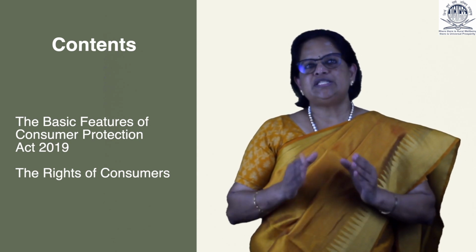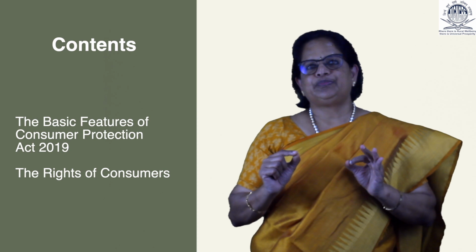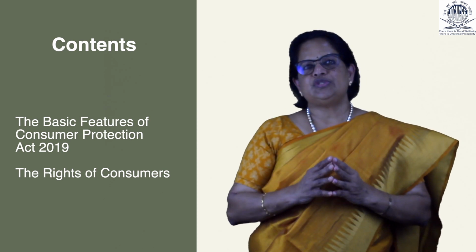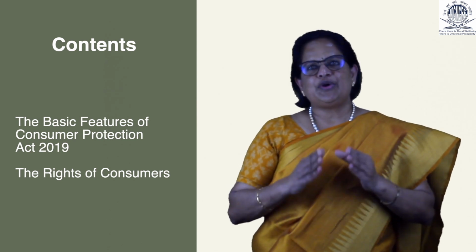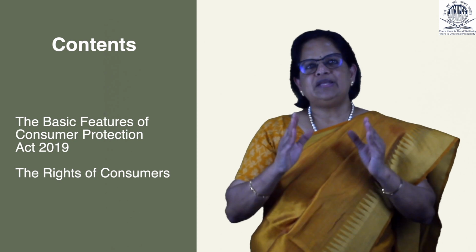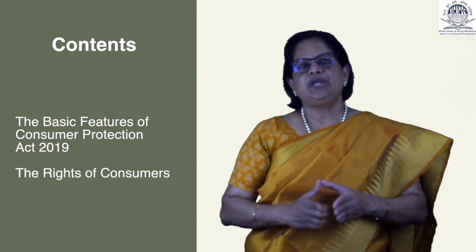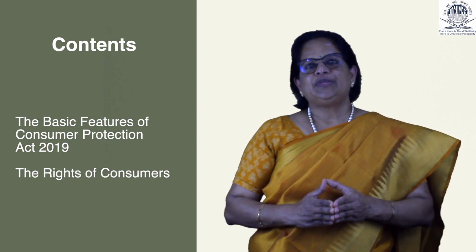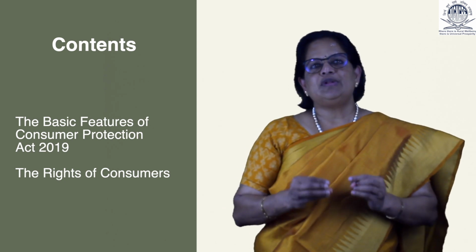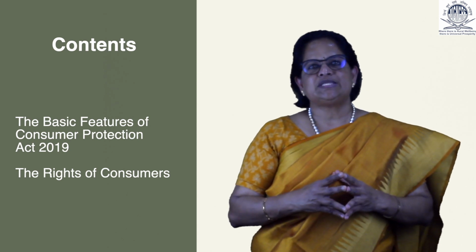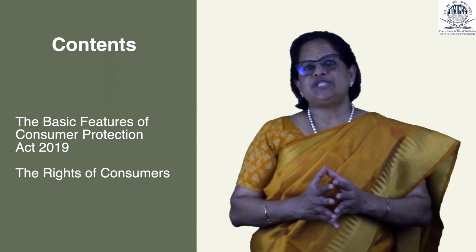This unit, that is Chapter 4, is titled Consumer Protection Act 2019. And this will be covered in 4 modules. The first module will look at the basic features of the Consumer Protection Act 2019 and the rights of consumers. The second module will cover Consumer Protection Council Rules 2020 and the mediation proceedings. The third module will cover the procedure for consumer complaints. The fourth module will cover Central Consumer Protection Authority.